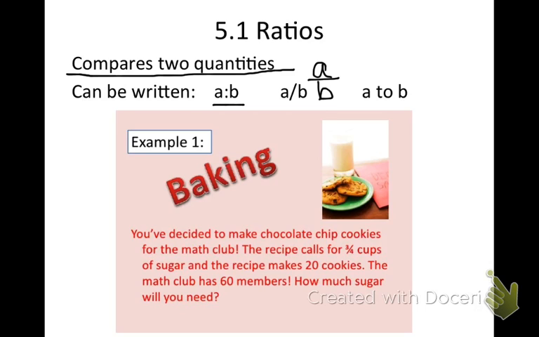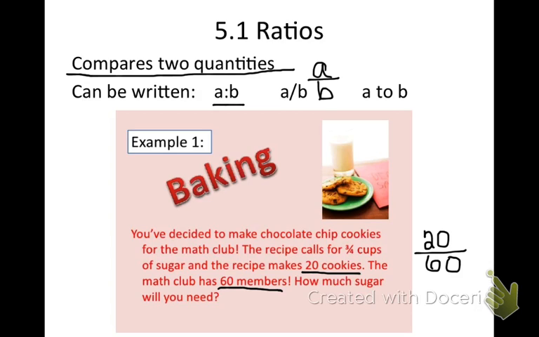So again, when would I use this? Well, let's say you're going to bake some cookies. You've decided to make chocolate chip cookies for the math club. The recipe calls for 3/4 cups of sugar, but the recipe only makes 20 cookies, and you need to make 60 cookies. So you have a ratio: you only have a recipe for 20 cookies, but you need to make 60 cookies. So that's how I can write the ratio.